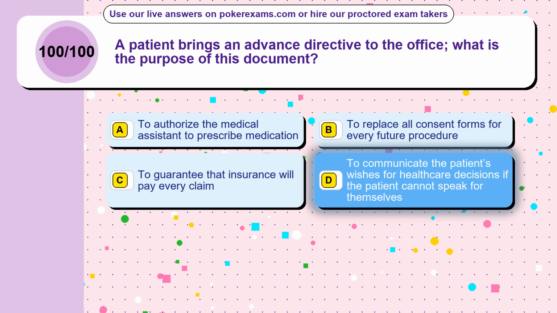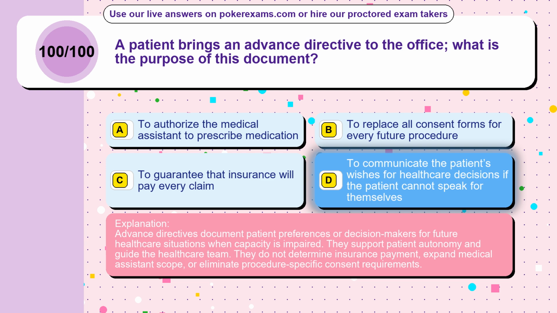The correct answer is option D. To communicate the patient's wishes for healthcare decisions if the patient cannot speak for themselves. Advance directives document patient preferences or decision makers for future healthcare situations when capacity is impaired. They support patient autonomy and guide the healthcare team. They do not determine insurance payment, expand medical assistant scope, or eliminate procedure-specific consent requirements.